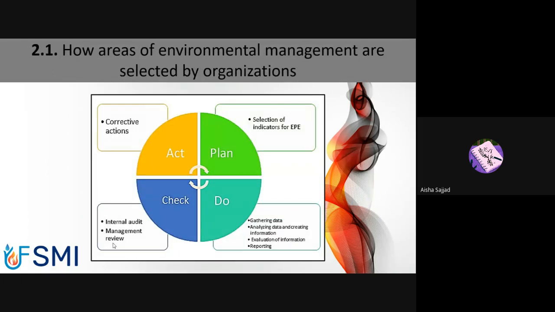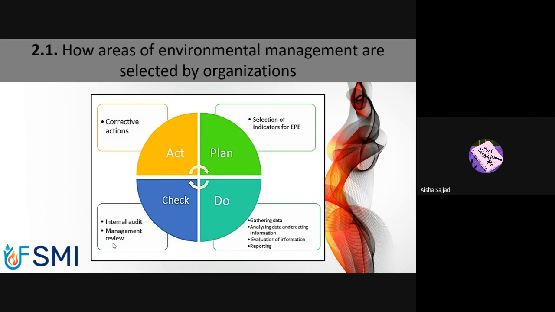Assessment criteria 2.1 says that if we want to conduct environmental management, we need to look at how different areas of it can be managed. It might also be possible that we want to focus on only one area. We might have 1,000 areas to work on, but we cannot work on every single area at the same time. So we will be choosing a couple of those areas. How can those areas, those sectors, those situations be chosen by organizations?